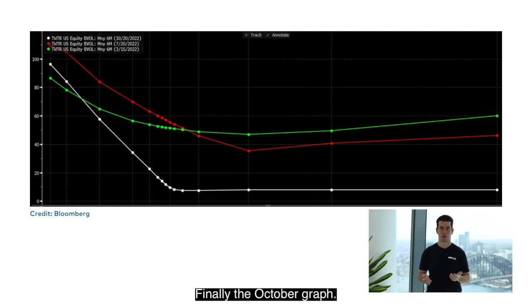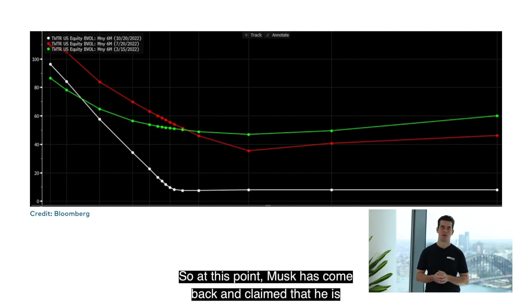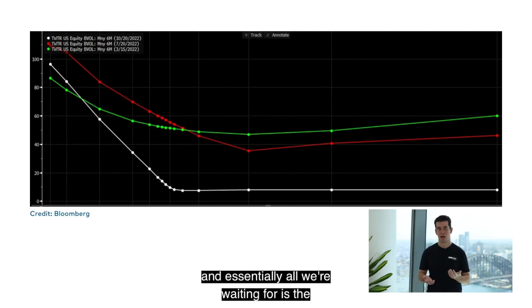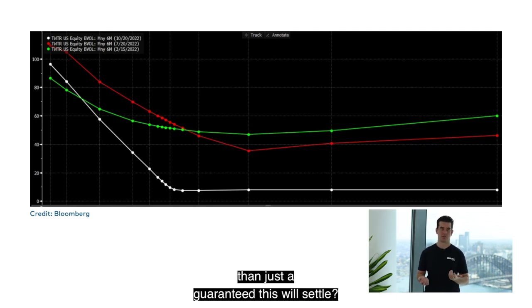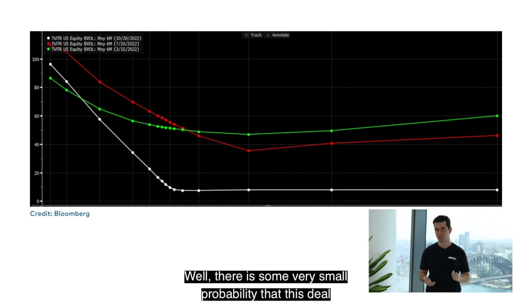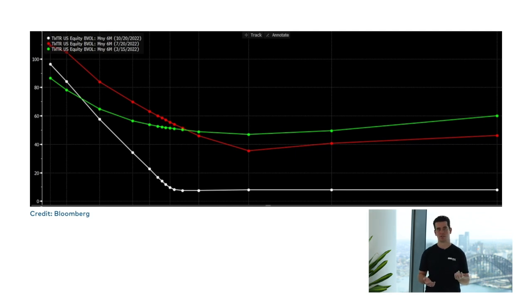Finally, the October graph. So at this point, Musk has come back and claimed that he is going to settle, and essentially what we're waiting for is the funds to land. So why then do our volatility surfaces look anything other than just a guaranteed this will settle? Well, there is some very small probability that this deal doesn't go through, and for that there's still some premium on the downside to the puts.